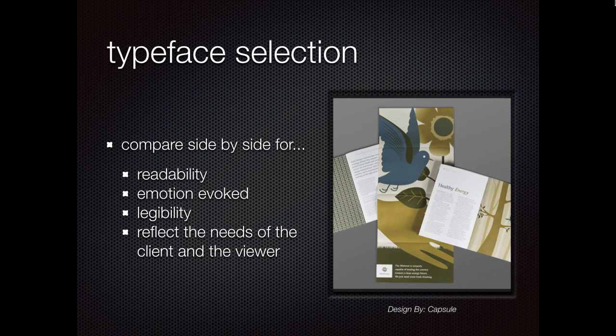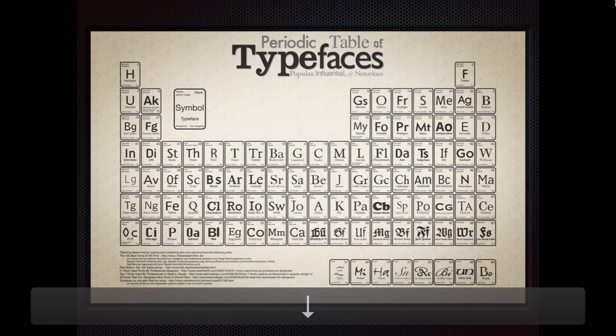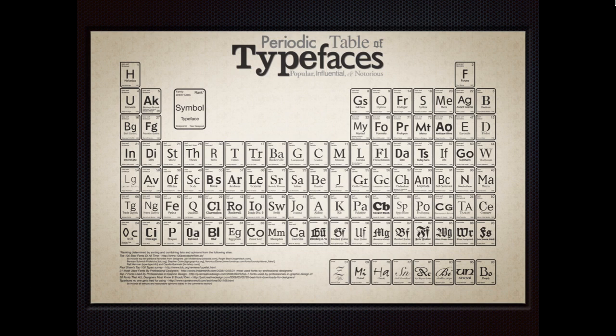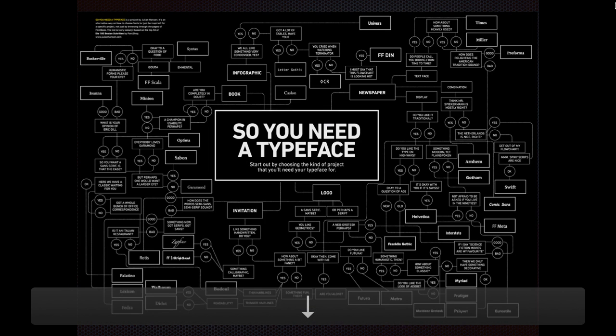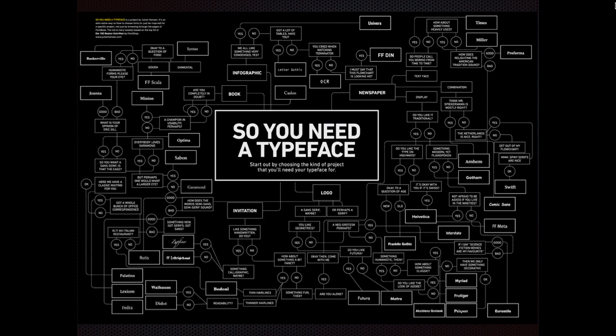That kind of thing. There's this really cool thing called the periodic table of typefaces, based on the periodic table of elements, which is kind of fun to look at. It doesn't really give you a whole lot of information, but it's cool, so we're going to show it anyway. However, I also have this great infographic, which I think is fantastic. It's hard to see on the projector, so I have a link to it on the website.